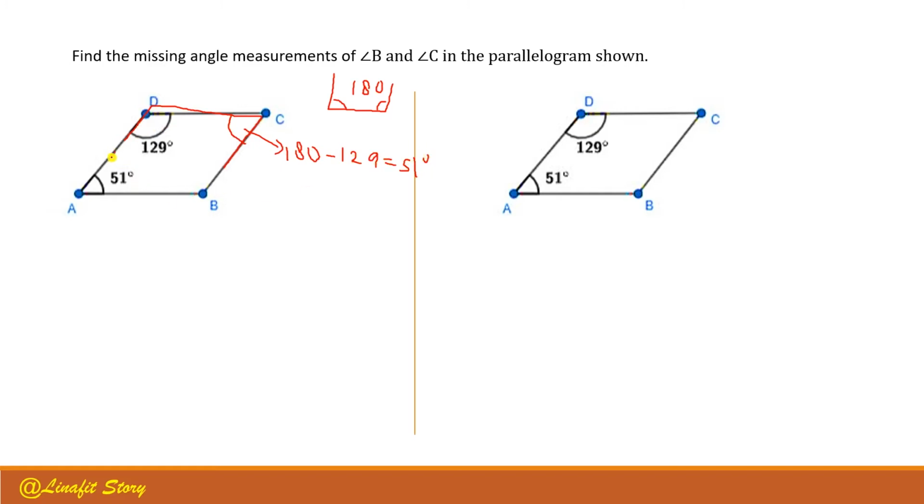And then this is another C shape. To get angle D, it is 180 minus 51, which is equal to 129 degrees. Or the second method: opposite angles are equal. If this is 51 degrees, then angle C is also 51 degrees. If D is 129 degrees, then B is also 129 degrees.